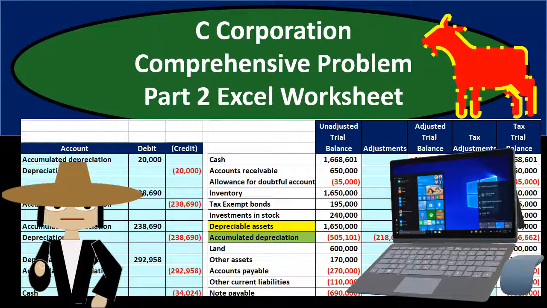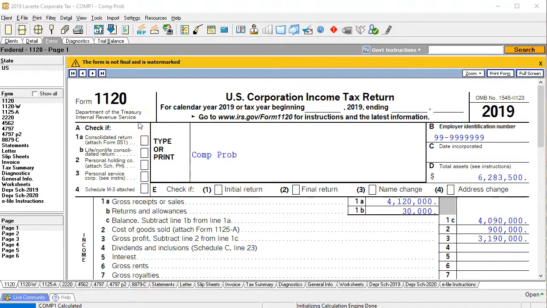In this presentation, we will take a look at part 2 of our C Corporation comprehensive problem, this time looking at our Excel worksheet, taking the data that we would be receiving from our accounting system or our client, and then inputting that into our Excel worksheet, which we will then use to populate the actual form, the 1120. Here is our form 1120.